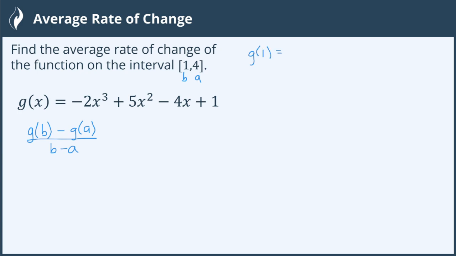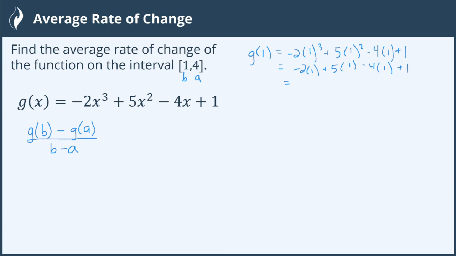So g of 1, that tells us that we're going to plug a 1 into the function g. So everywhere I see an x, I'm going to plug in a 1, and then I will calculate what that number is. Okay, so I've got some exponents. So 1 to the third is 1. 1 to the second is also 1. So my exponents are done.